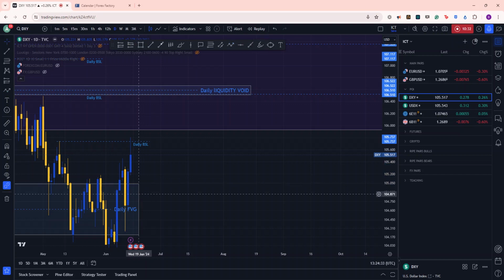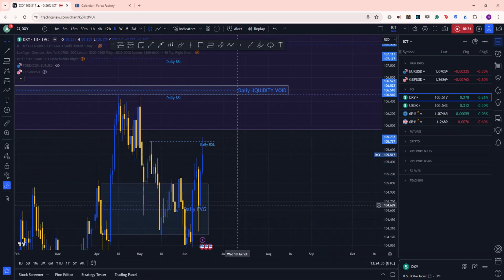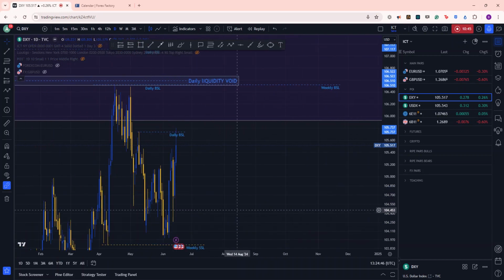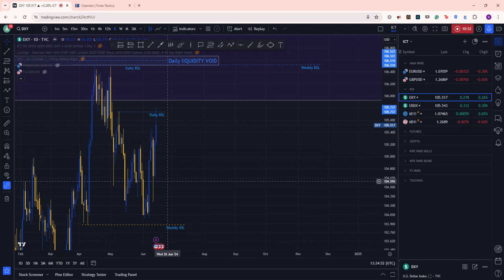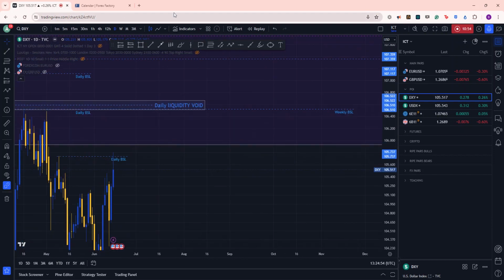Let me clean this because that fair value gap is no longer needed. Why? Because price has moved in and out of that fair value gap multiple times, so it's not something that we need anymore. Sometimes it's just nice to clean up your charts. Let me just clean this up. Okay, there's a weekly sell size. I'm just going to leave this.